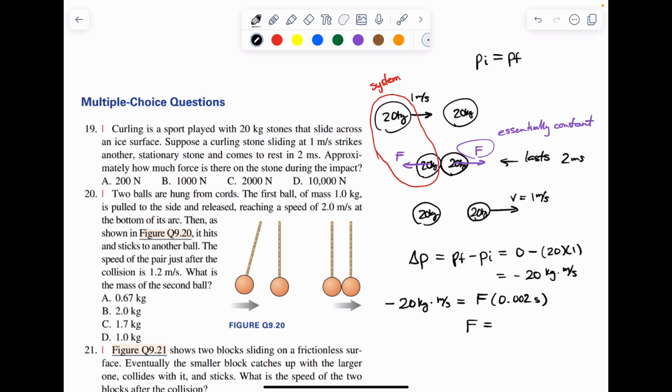And remember, we only care about the magnitude in this case. It doesn't really matter the direction as much. So let's just take 20 divided by 0.002. And we get exactly 10,000 newtons. So that was answer choice D.